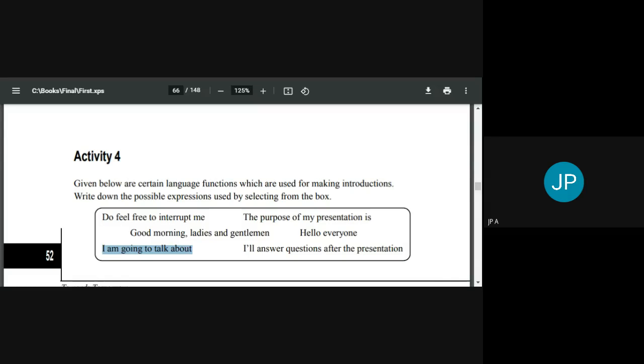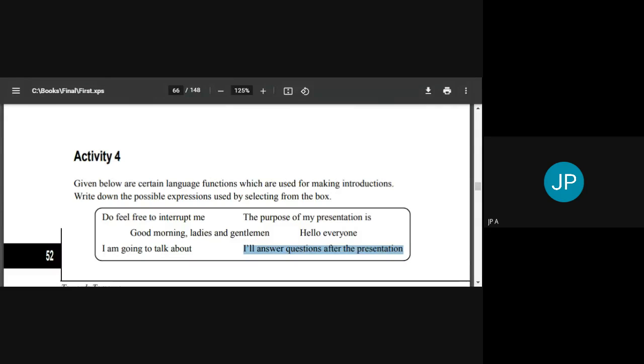About questions, you can tell them either do feel free to interrupt me, which means you can ask questions at any time, or you can also say I will answer questions after the presentation.